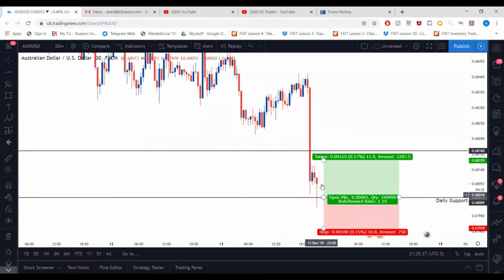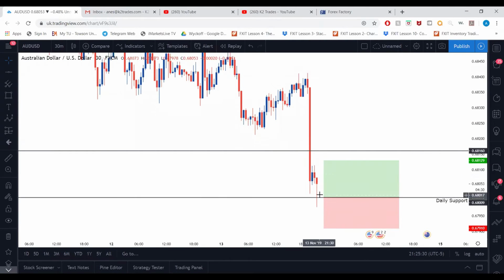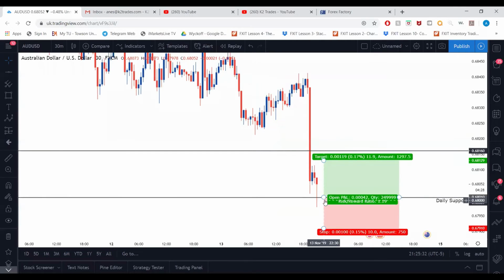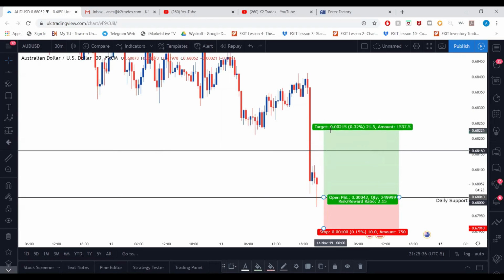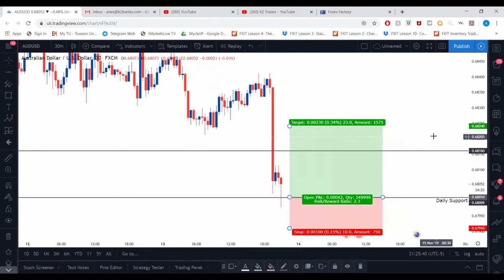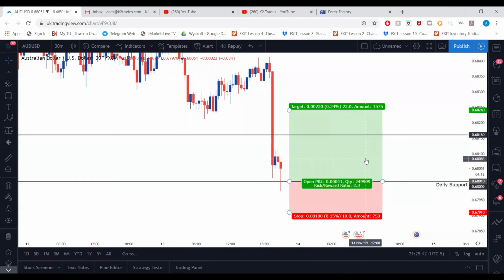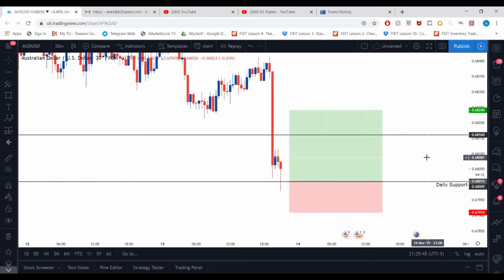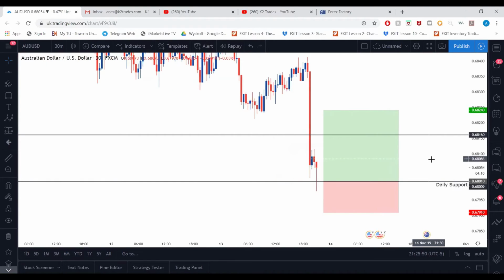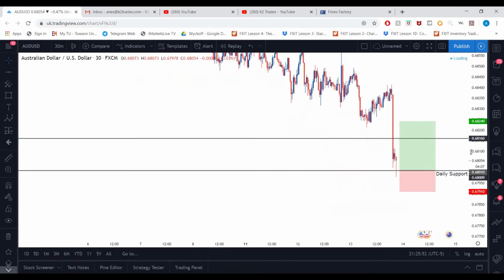My stop, I would look to enter here again. Hopefully we get the full candle to close at that support, and then I would target like 23 pips. So little bit, so 1 to 2.3 risk reward. It's not bad.